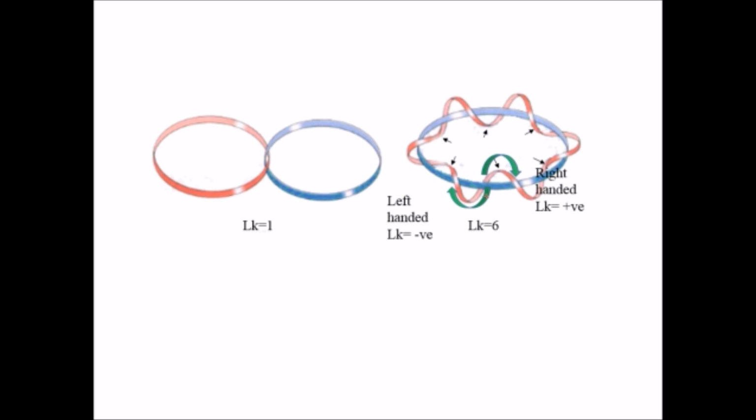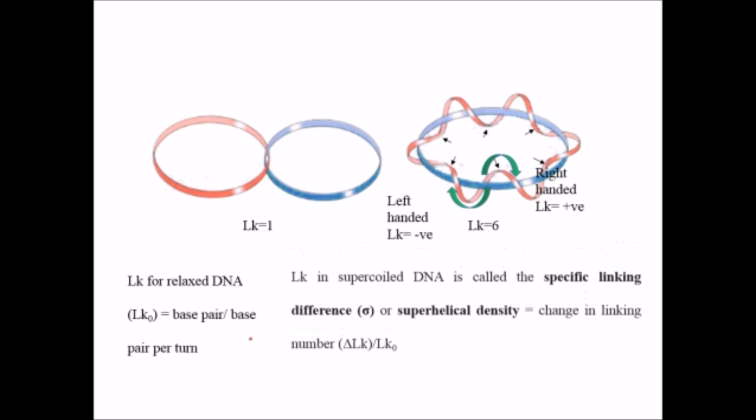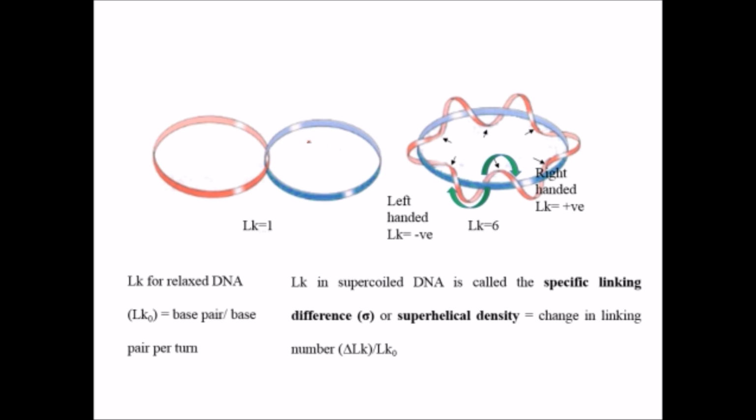There it was mentioned that there were 10 complete turns, but what if the condition is not mentioned? Then there is a formula: the linking number for relaxed DNA is equal to base pairs divided by base pairs per turn. This is in the case of the relaxed state, but what if the DNA is supercoiled? If the DNA is supercoiled, then the linking difference, or the superhelical density, is equal to the change in linking number divided by its original linking number.